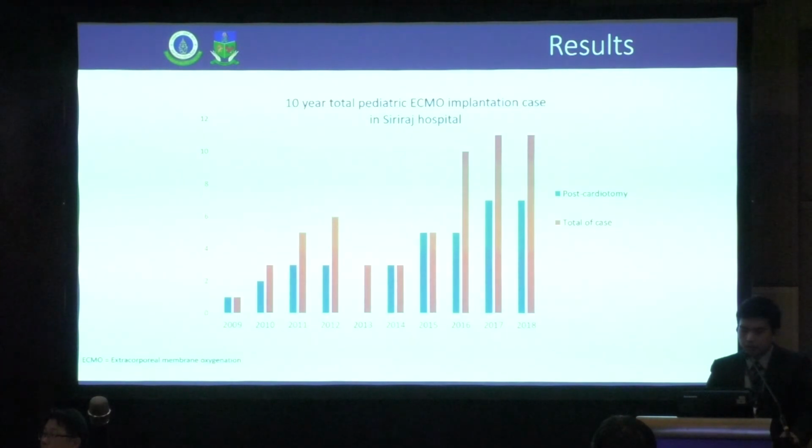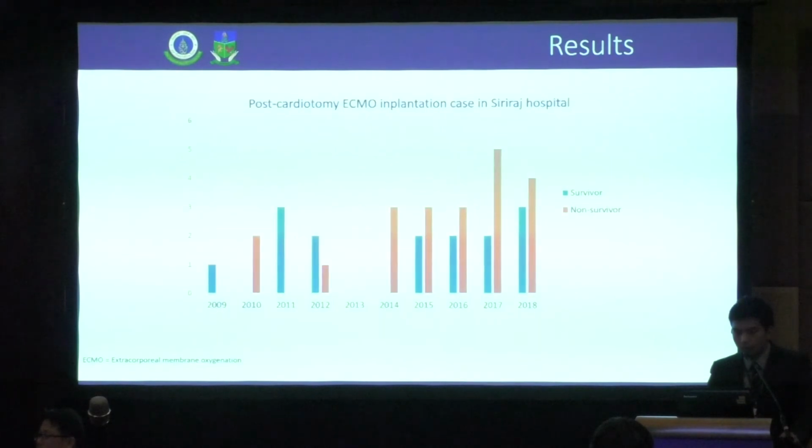This figure shows all ECMO implantation cases in Siriraj Hospital, indicating that the trend has increased every year. Looking at the orange line, 61.1% of cases were post-operative ECMO. The diagram shows that the survival rate over time slightly increased. The overall survival to hospital discharge rate was 41.7%.